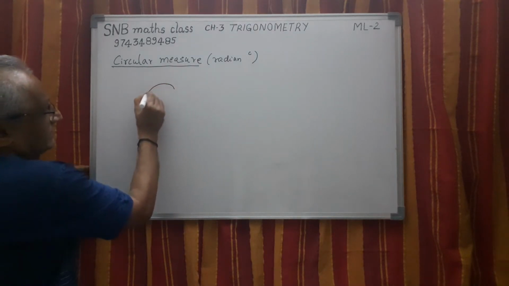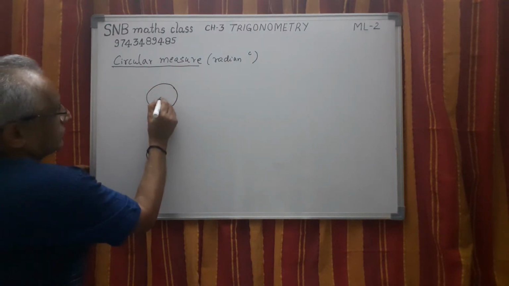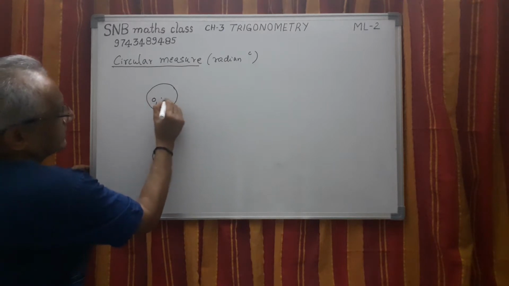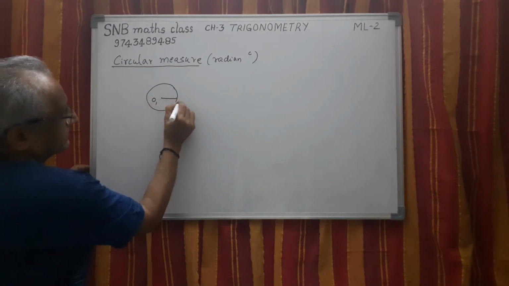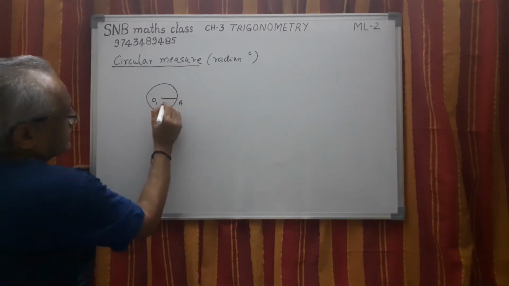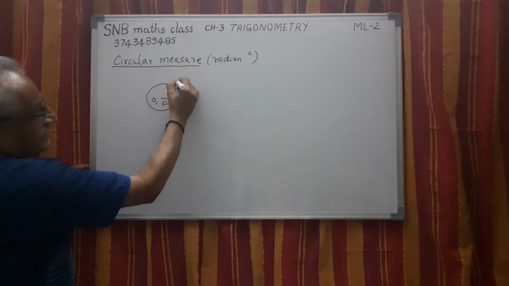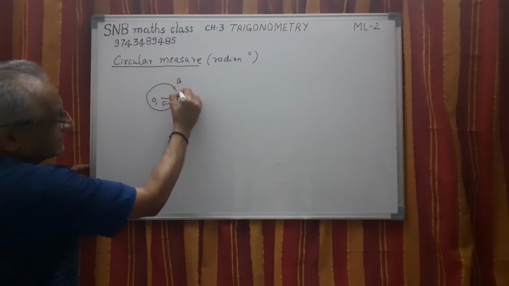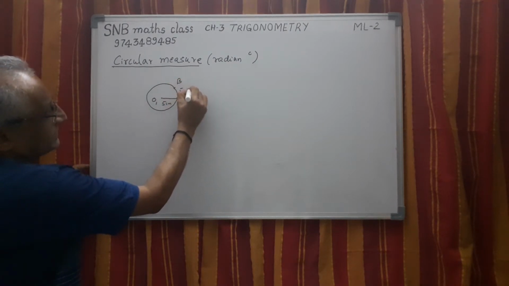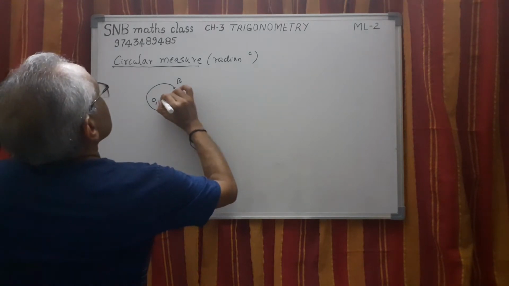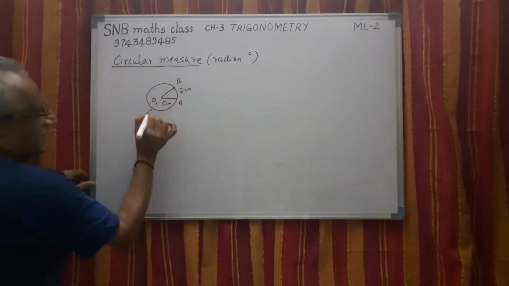You take a circle, say O1 is the center, and let us take a radius OA, and say this radius is 5 centimeter. Now mark a point here B such that this length is also 5 centimeter. Then join this radius. So you are getting this angle.